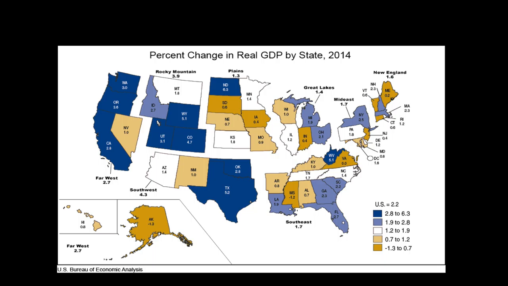I don't like the way it's broken up. You don't like the way it's broken up? I'd rather have like a red border, like a solid border. Okay. Good. Probably the year before, but good. So maybe you'd say something like annual percent change in real GDP by state, comma 2014 or something.